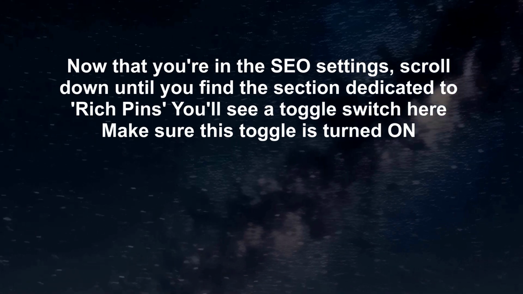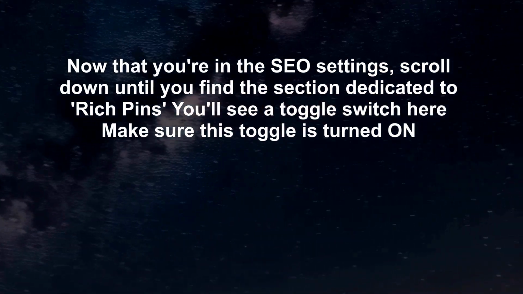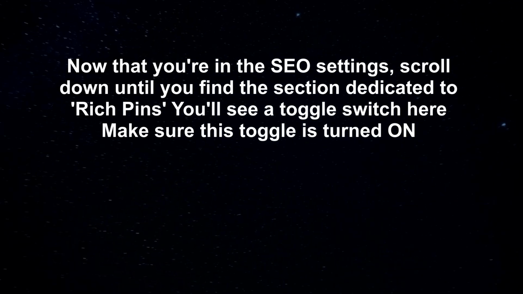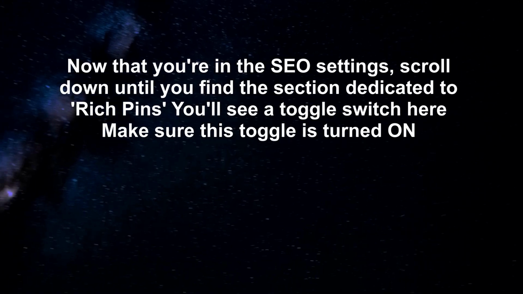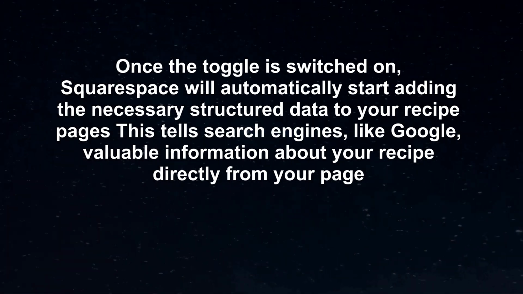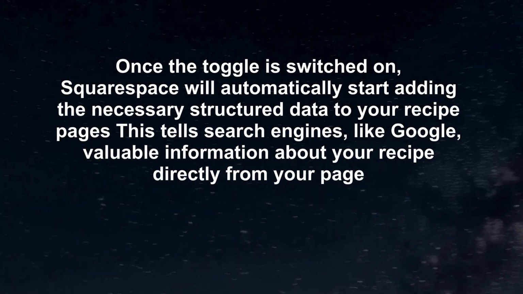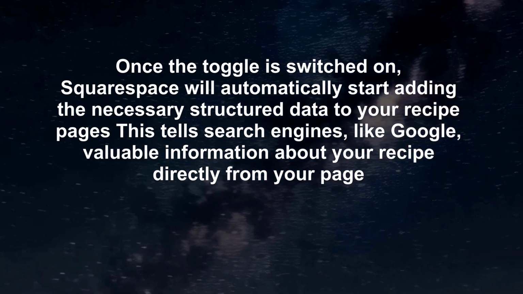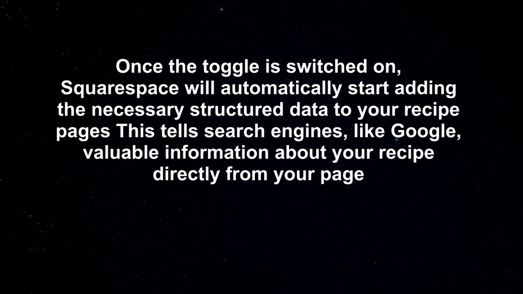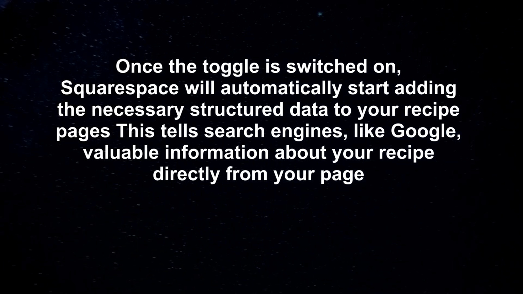Now that you're in the SEO settings, scroll down until you find the section dedicated to rich pins. You'll see a toggle switch here. Make sure this toggle is turned on. Once the toggle is switched on, Squarespace will automatically start adding the necessary structured data to your recipe pages. This tells search engines, like Google, valuable information about your recipe directly from your page.